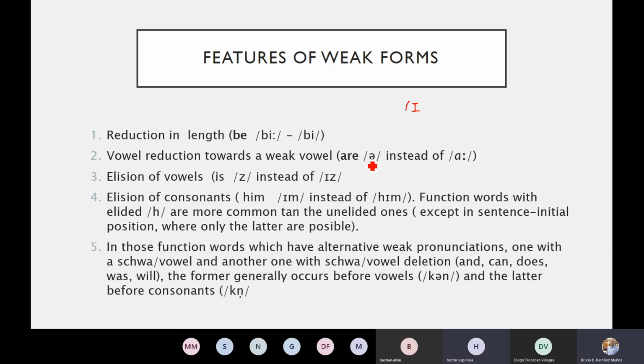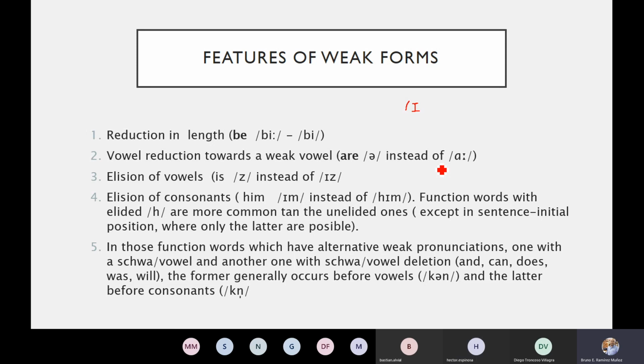Okay. In the second case, you see that instead of saying are, we're going to say, like, who are you? Who are you? Who are you?